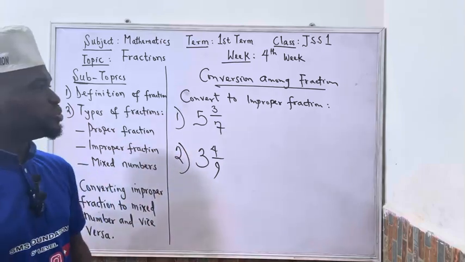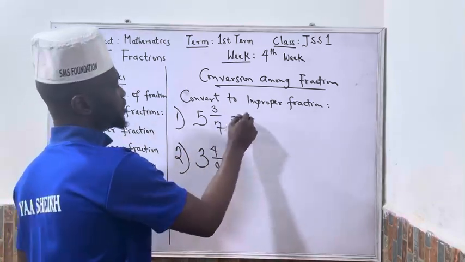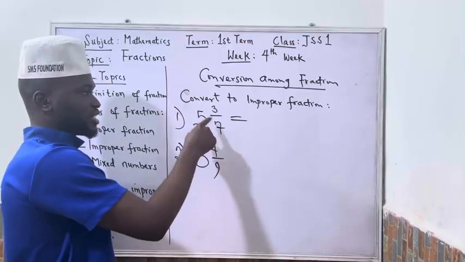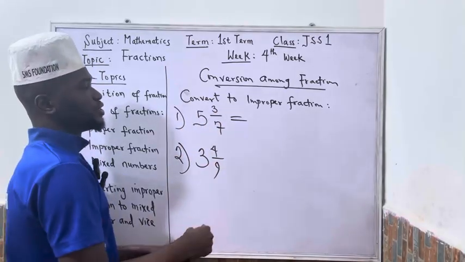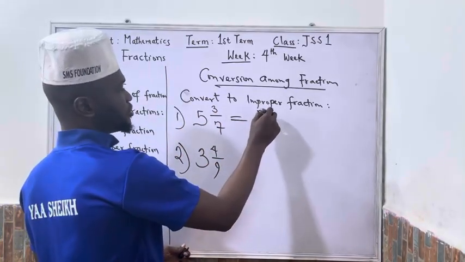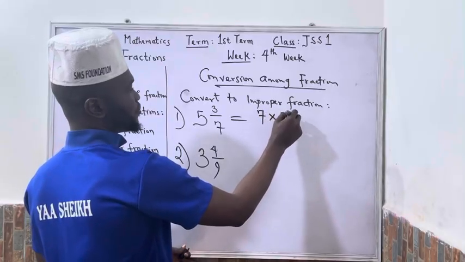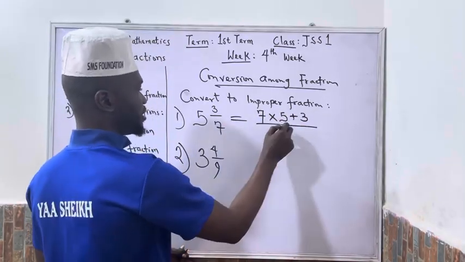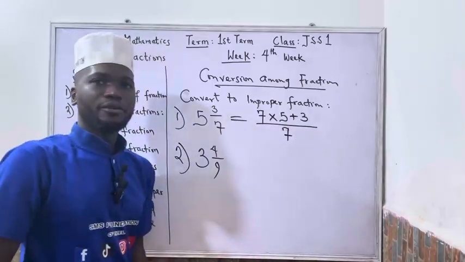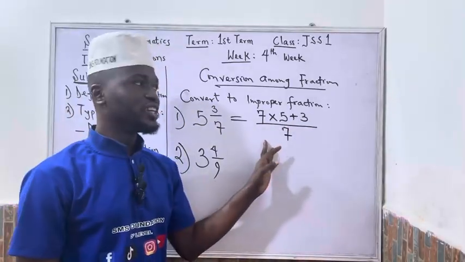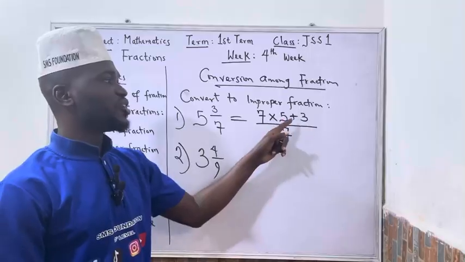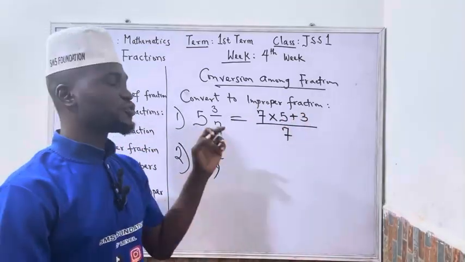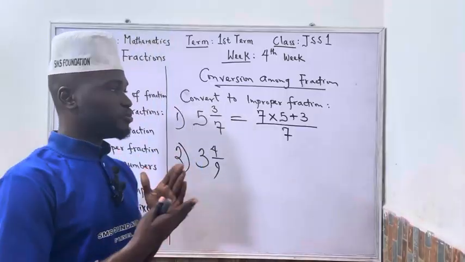This is just a simple way of converting fractions. All you need to do is 7 times 5 plus 3. So let's write that: 7 times 5 plus the 3, all divided by 7. Now, this is where most students get it wrong. They will go and do 5 plus 3 first and later multiply by 7. That is wrong. You have to follow the BIDMAS rule or the BODMAS rule.